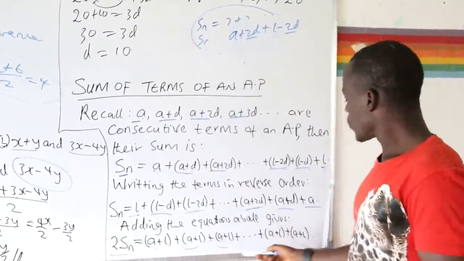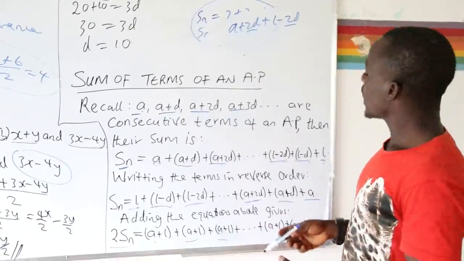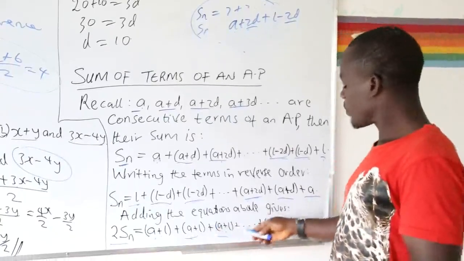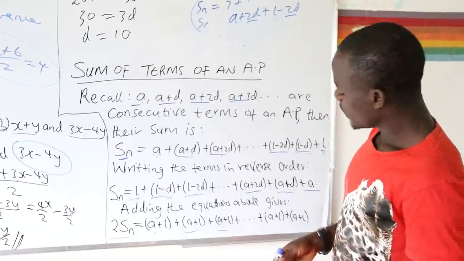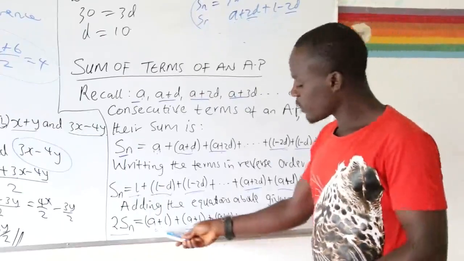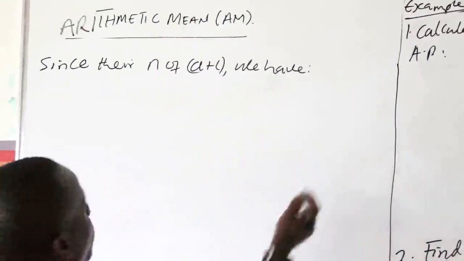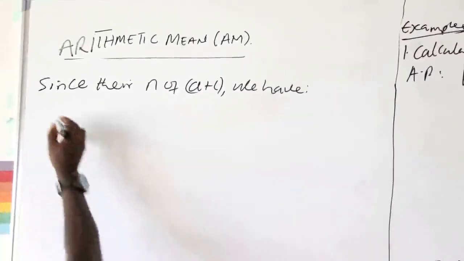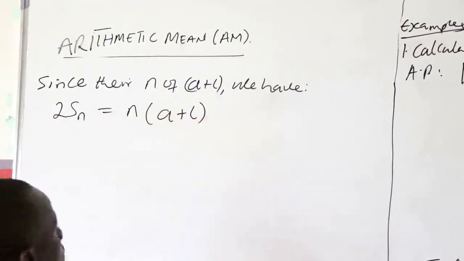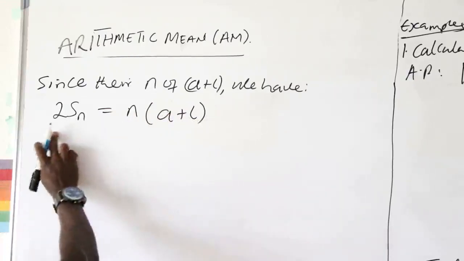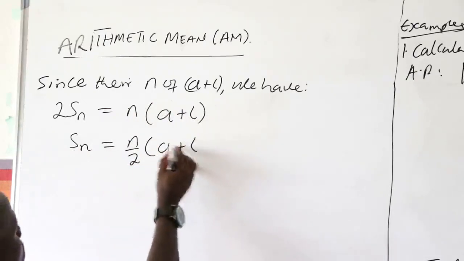And if you continue, everything will go like that until we finish all the terms you can get in that AP. So you discover that when you do that, it's going to be the first term plus the last term, first term plus the last term, and we have so many of them. So there are n of the summation that we are going to have. That is the summation of the first and the last term. Since there are n of the A plus L, that is the first plus the last term, then we can now say 2Sn is equal to n times (a plus l). Then if we want to get Sn now, we divide both sides by 2. Then we have Sn is equal to n over 2 times (a plus l).